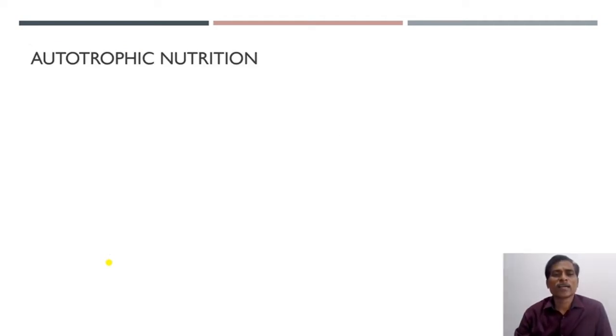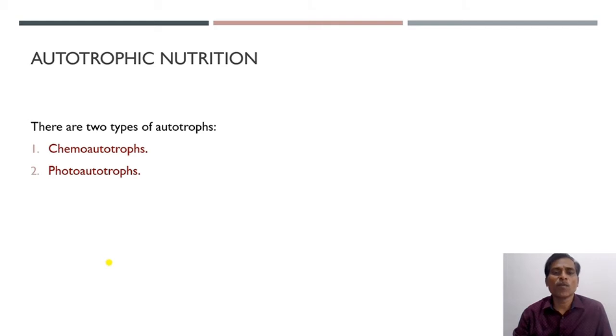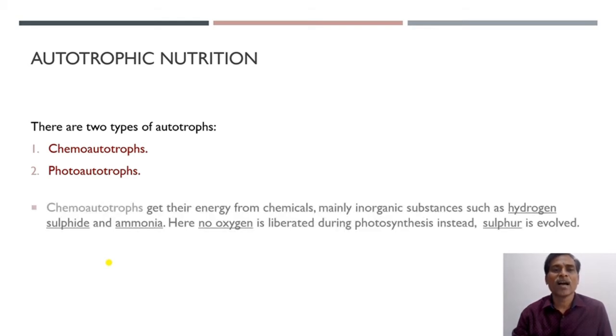Autotrophic nutrition is further classified into two groups, chemoautotrophs and photoautotrophs. So what are chemoautotrophs? Some microorganisms prepare their own food by chemosynthesis. That means they prepare their own food from inorganic substances, hydrogen sulfide and ammonia. Here no oxygen is liberated. Instead of oxygen, sulfur is liberated in this process, the chemosynthesis.